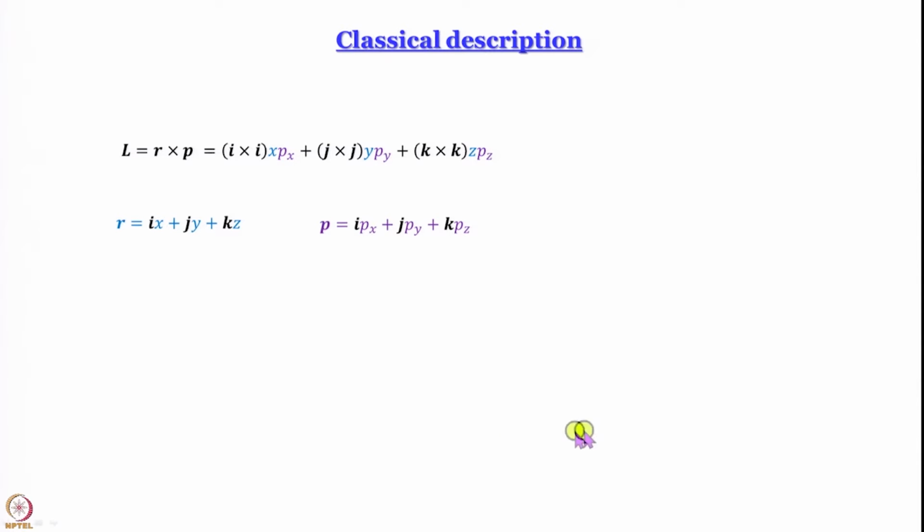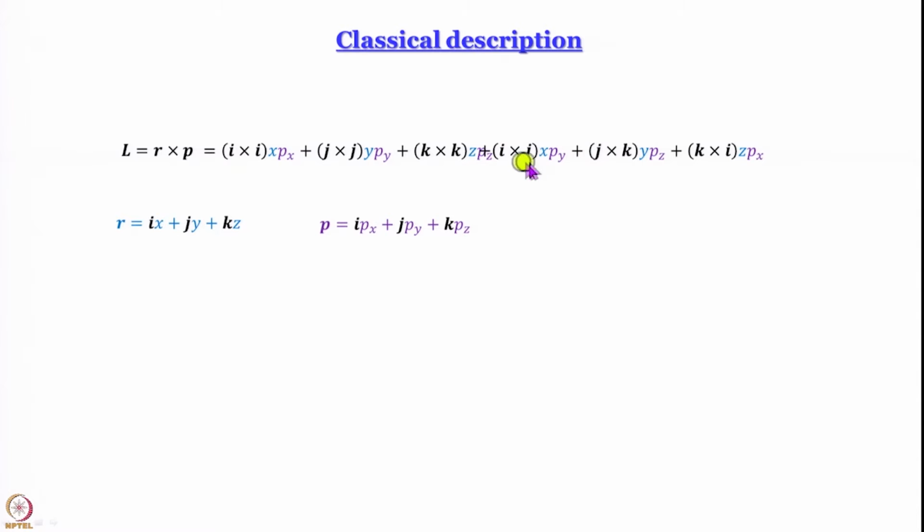What will the next term be? We can take, in alphabetical order, i cross j, j cross k, k cross i. So, ix cross jpy will be i cross j multiplied by x py. Remember, x and py are just magnitudes, the direction is given by the unit vectors i, j and k. Then j cross k, and k cross i. So, kz cross ipx would be k cross i multiplied by z px. This is what it is.